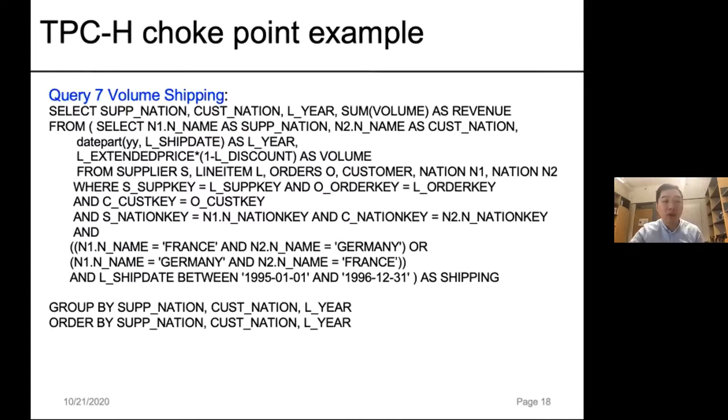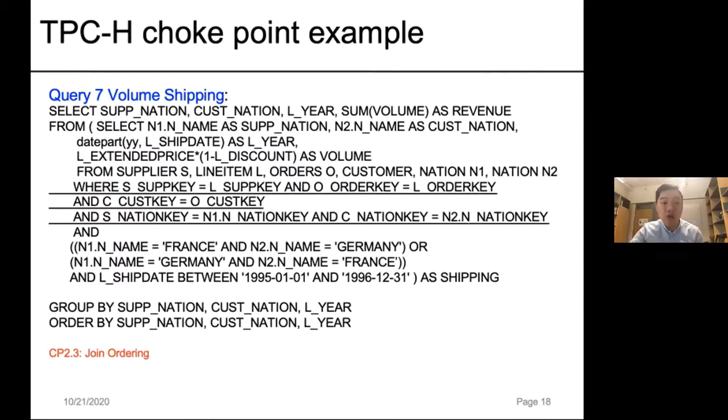So let's take Query 7 as an example. Query 7 is about volume shipping, and this is a join query that joins 6 tables, including customer, nation, orders, line items, and supplier, etc. So therefore, finding an efficient join order is important. So the first choke point, 2.3, is join ordering, which is aimed to select the optimal join order.